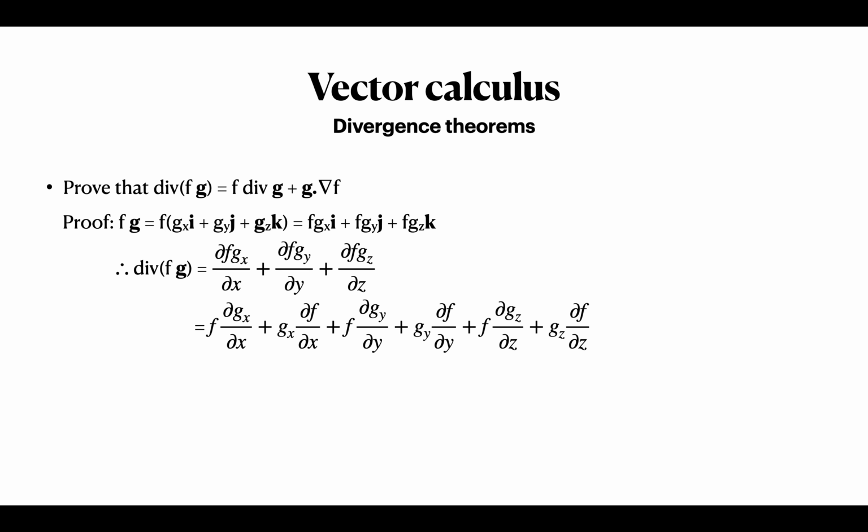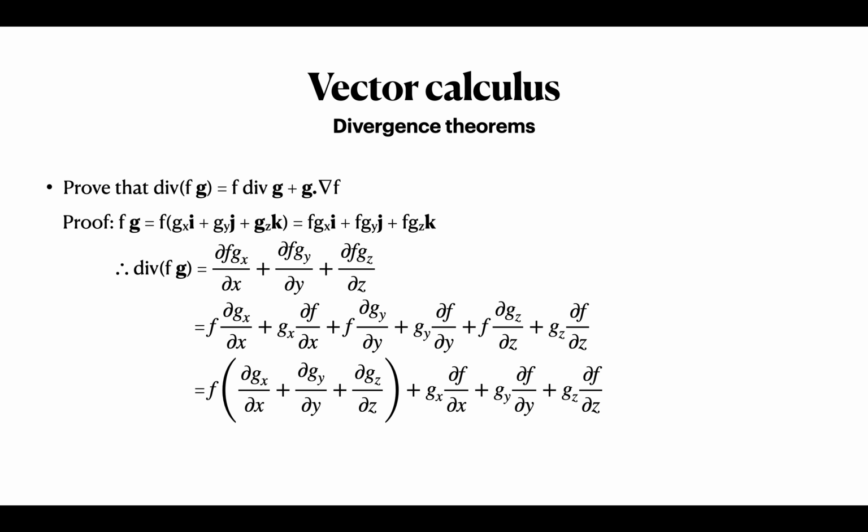On the next line, then, what I'm going to do is gather all the f terms together. Okay, so there's 3 terms multiplying f, and then you take the other 3 terms and put them together. Now, inside the brackets there, the term multiplying the f, ∂gx/∂x plus ∂gy/∂y plus ∂gz/∂z, by definition, that's the divergence of G. And the remaining term, outside the brackets, that's not multiplying the f, gx ∂f/∂x, gy ∂f/∂y, and gz ∂f/∂z, by definition, that's the dot product of G and the gradient of f.